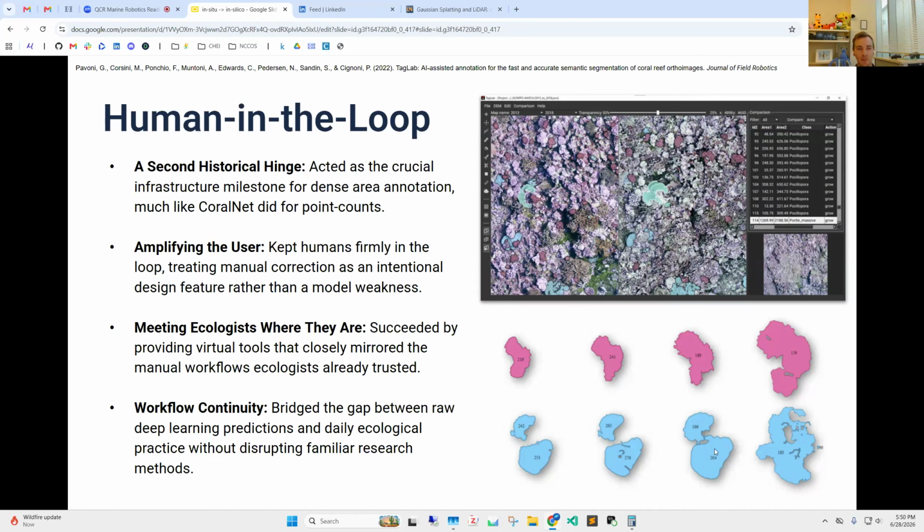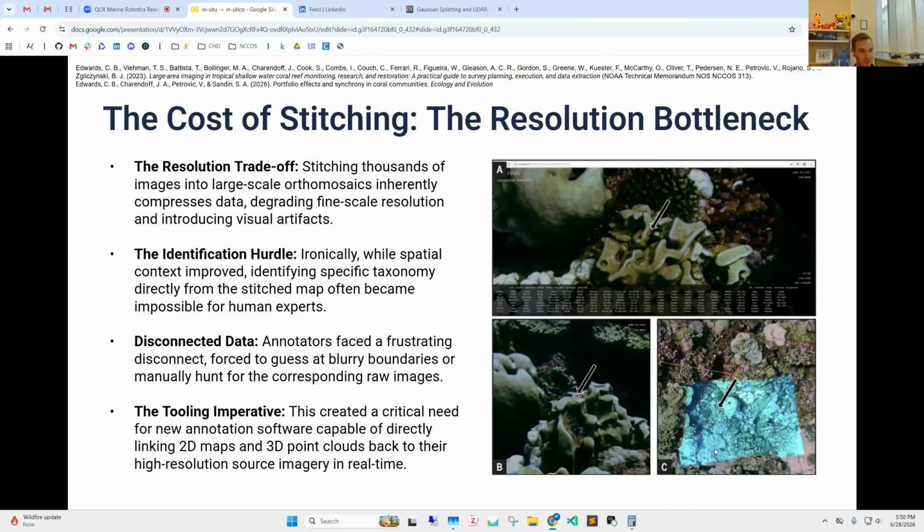I think before Tag Lab, if folks wanted to do demography, they would often use general purpose image annotation software, like Photoshop. But with Tag Lab, folks really started to move towards this. And this is, I think, worth saying.